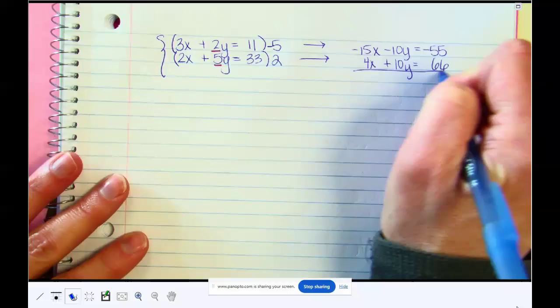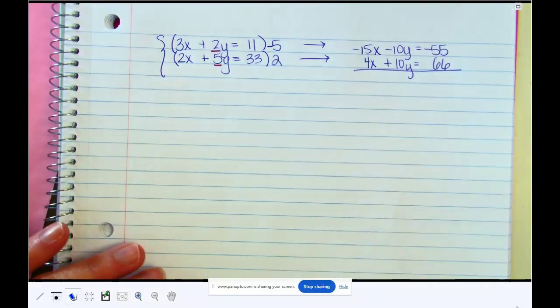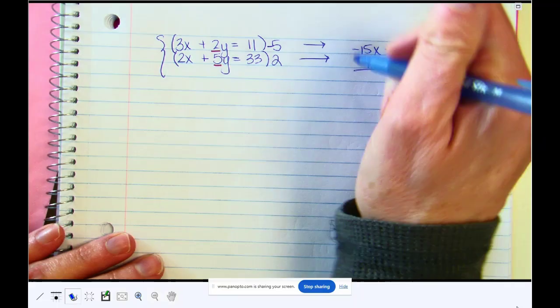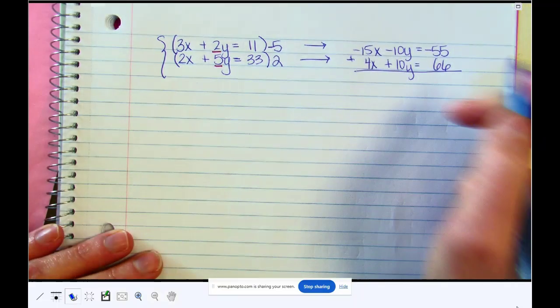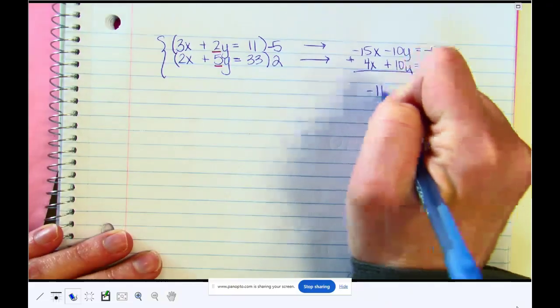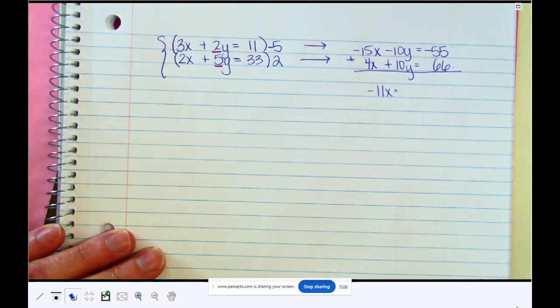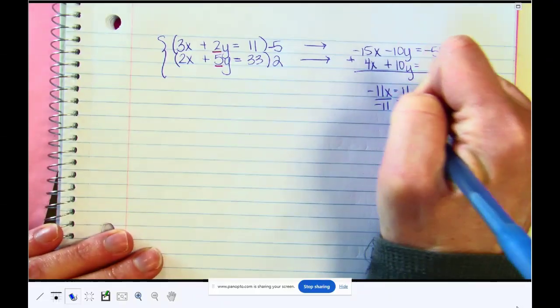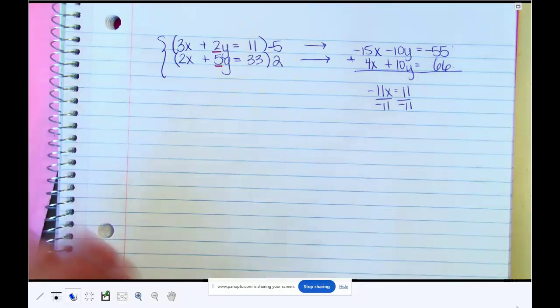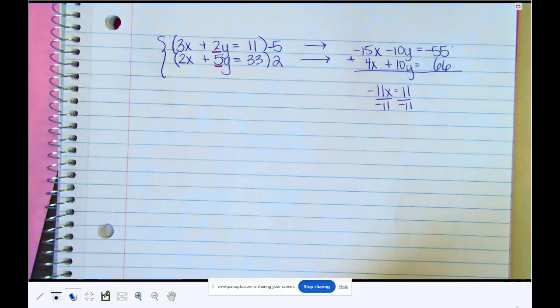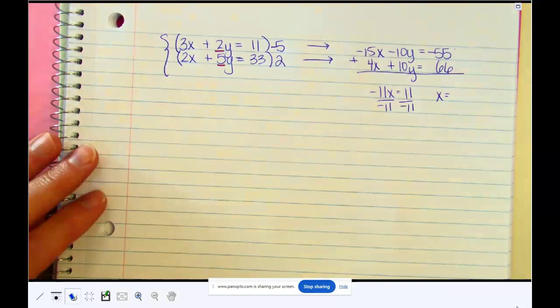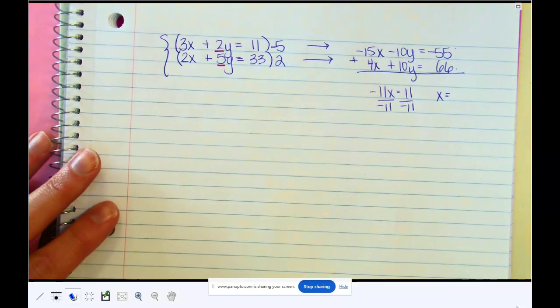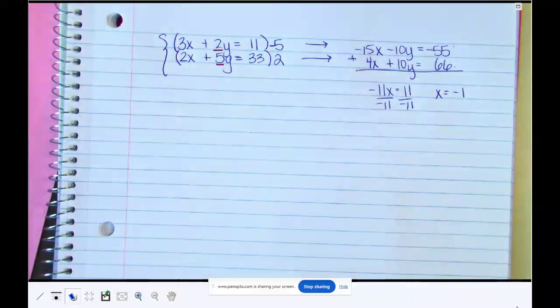So if we finish this, what do we get for our x's? How many when we add? -11x. -55 plus 66 is what? +11. We're going to divide. So you guys, it will always come out to a one-step equation. So if you're like, this came out with x's and y's, we got a problem. Okay? What do we get? x equals what? -1.